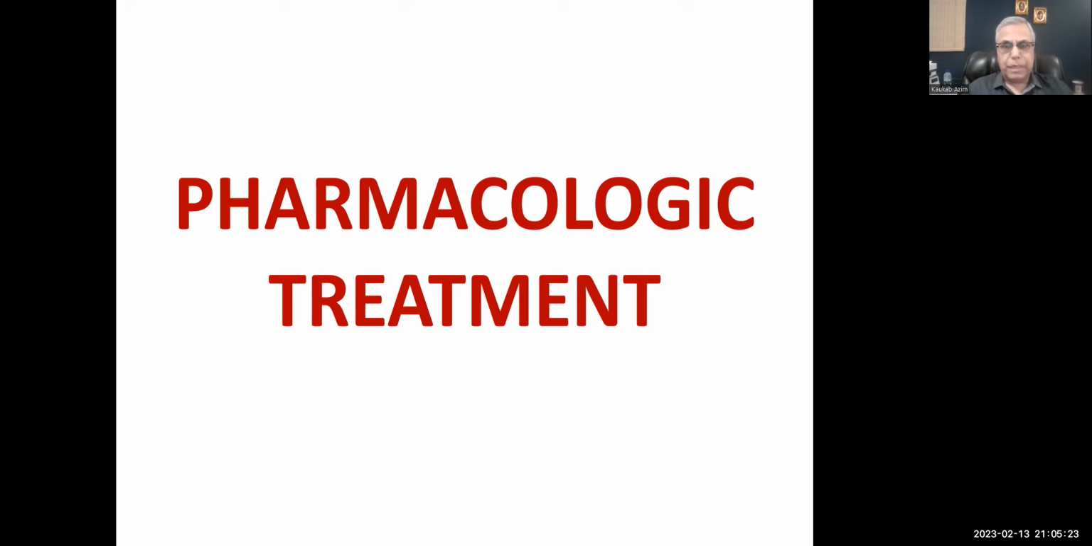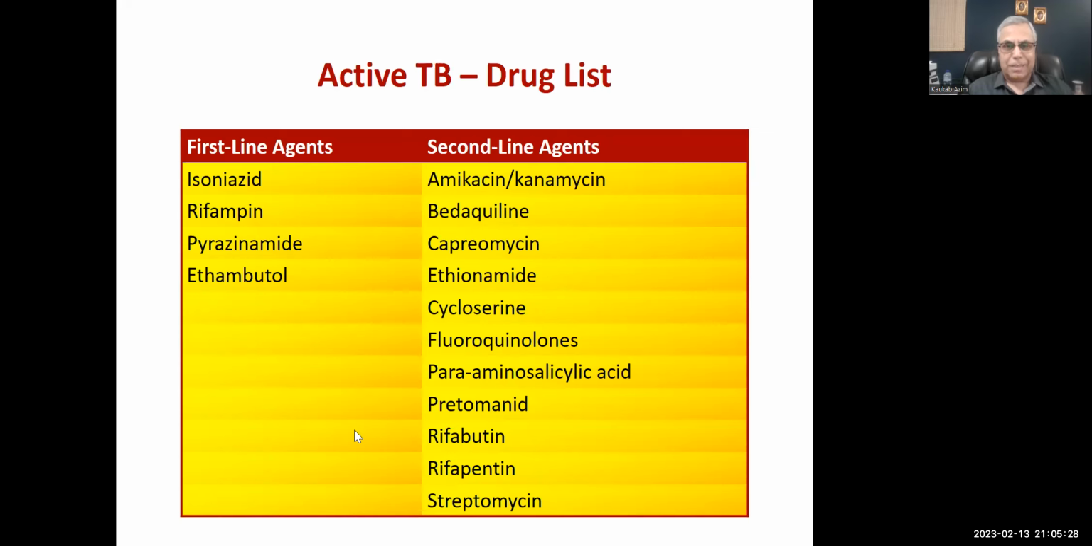But our main objective is to know the pharmacologic treatment for tuberculosis. So this is the drug list. These are the first-line agents: isoniazid, rifampin, pyrazinamide, and ethambutol. And then we have these second-line drugs, which include amikacin, an aminoglycoside, and bedaquiline. This is a relatively newer drug. But among these, pretomanid is a new drug, okay? And we sometimes combine this with fluoroquinolones and aminoglycosides as well.